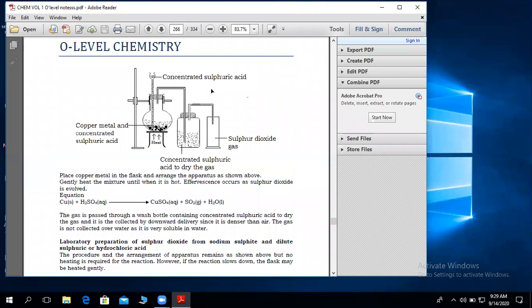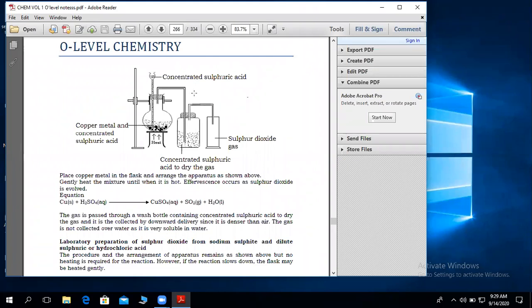I told you we also need to heat if we use copper metal. But if we wanted to use sodium sulfite instead of copper here, this will be sodium sulfite and this will be dilute. You can use dilute hydrochloric acid or dilute sulfuric acid. So this is my heating, and you know the diagram, the flask cannot support itself, so it needs a stand or a clamp. This is a retort stand. Concentrated sulfuric acid is a liquid, so it is the one that is put in the thistle funnel.